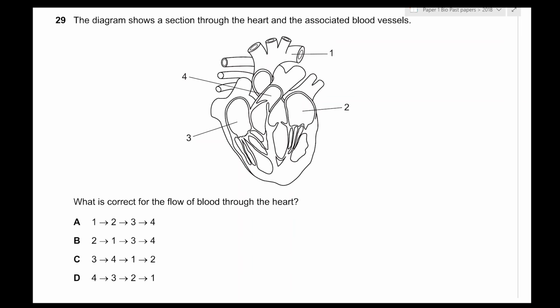The section through the heart and associated blood vessels. What is correct for the flow of blood through the heart? Now, first of all, we must start by labeling the heart.